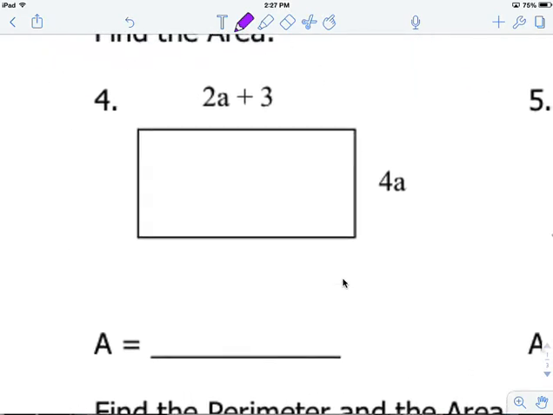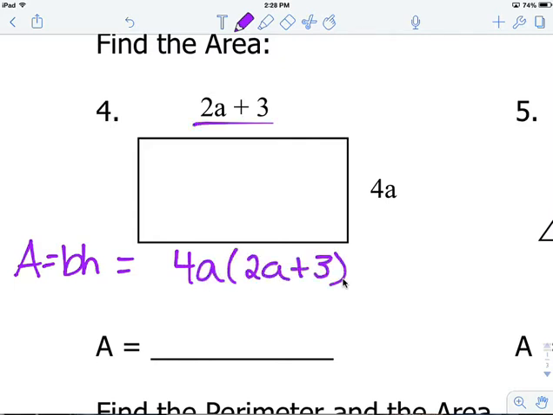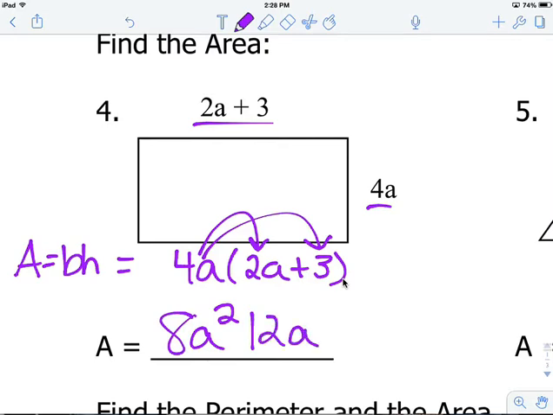So if you look at number 4, I have a rectangle. My formula for the area of a rectangle is base times height. So I'm actually multiplying 4a times 2a plus 3. I'm multiplying my base times my height. To do this, I'm just going to use distributive property. So 4a times 2a is 8a squared, and 4a times 3 is 12a. Since a squared and a are not like terms, I cannot combine them, so I stop right here.